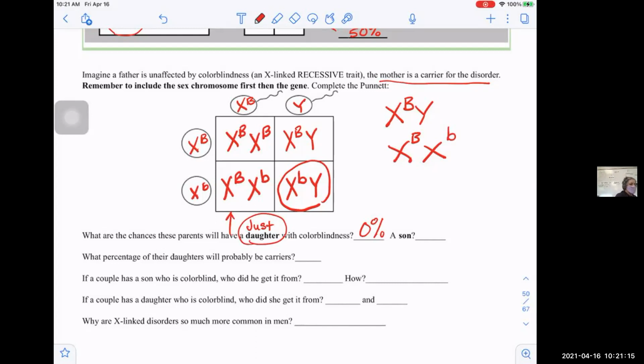How about their sons? Just their sons. That would be 50%, right? Because we got 1 out of 2.